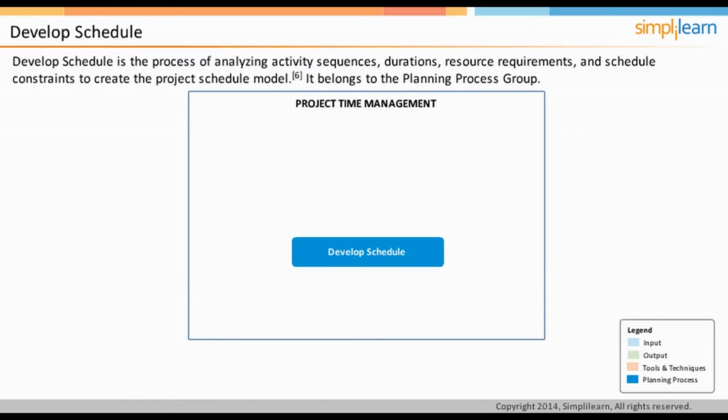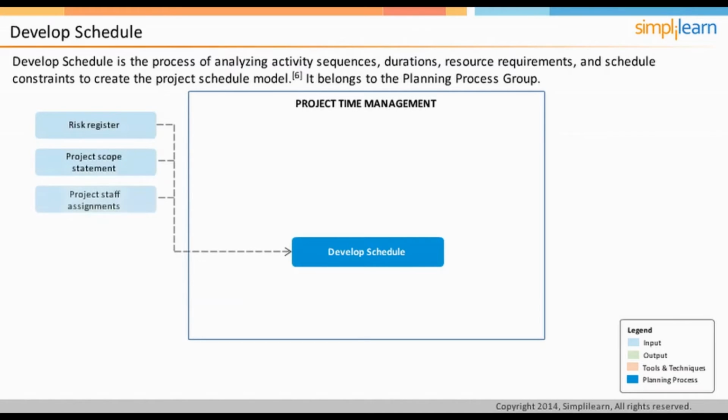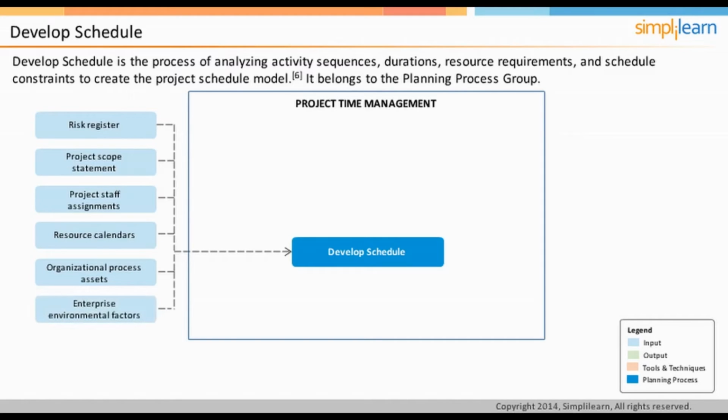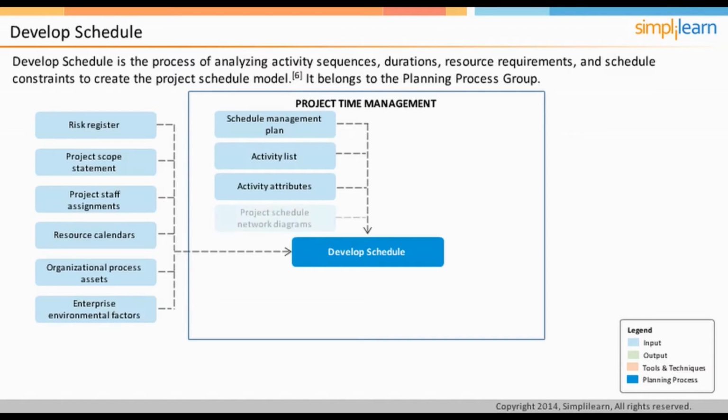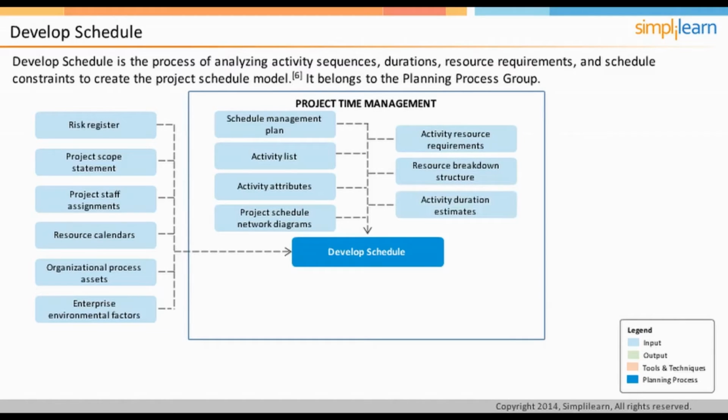Most of the inputs of this process are the outputs of the estimate activity durations process. They are risk register, project scope statement, project staff assignments, resource calendars, organizational process assets, enterprise environmental factors, schedule management plan, activity list, activity attributes, project schedule network diagrams, activity resource requirements, resource breakdown structure, and activity duration estimates.